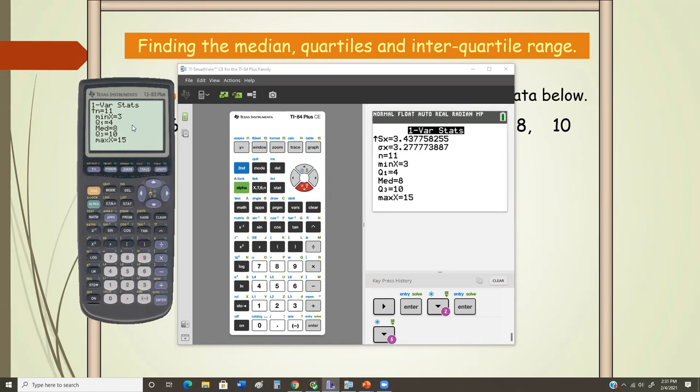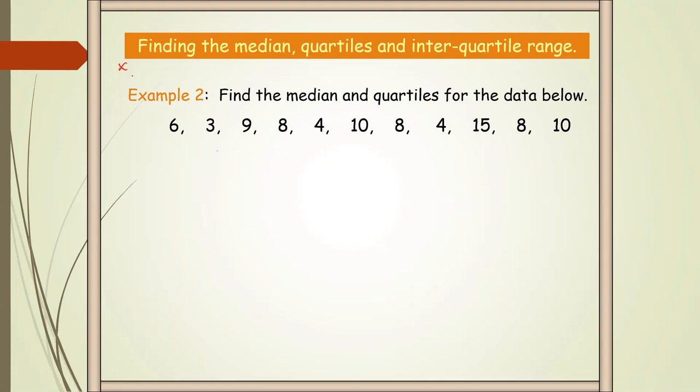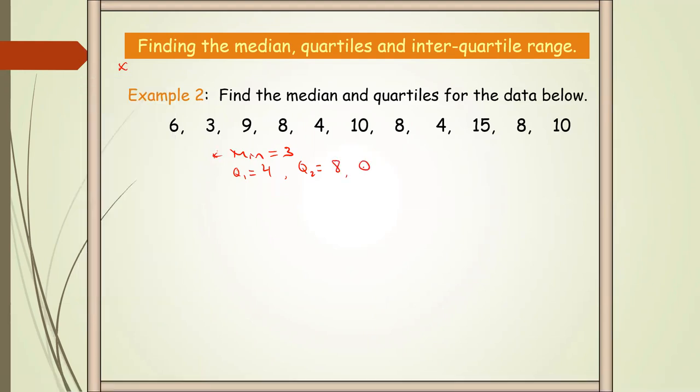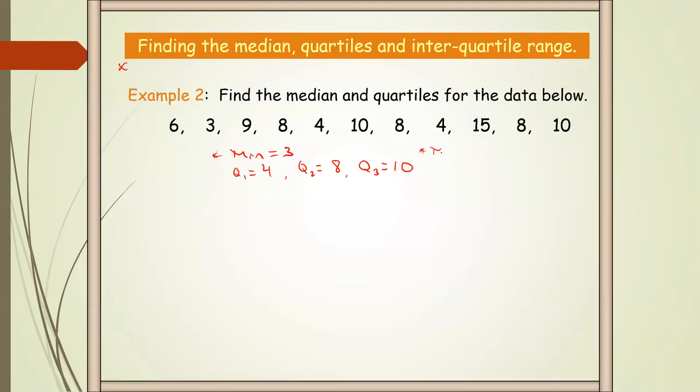And look, they're all there. Right here, the minimum value was 3. Quartile 1 was 4. Quartile 2 is the same thing as the median, so that's 8. Quartile 3, right here, is 10. And then it tells you the max value. I know sometimes I sound like I keep repeating myself, but is it a lot easier with the calculator just to plug it in and get the answer right there?